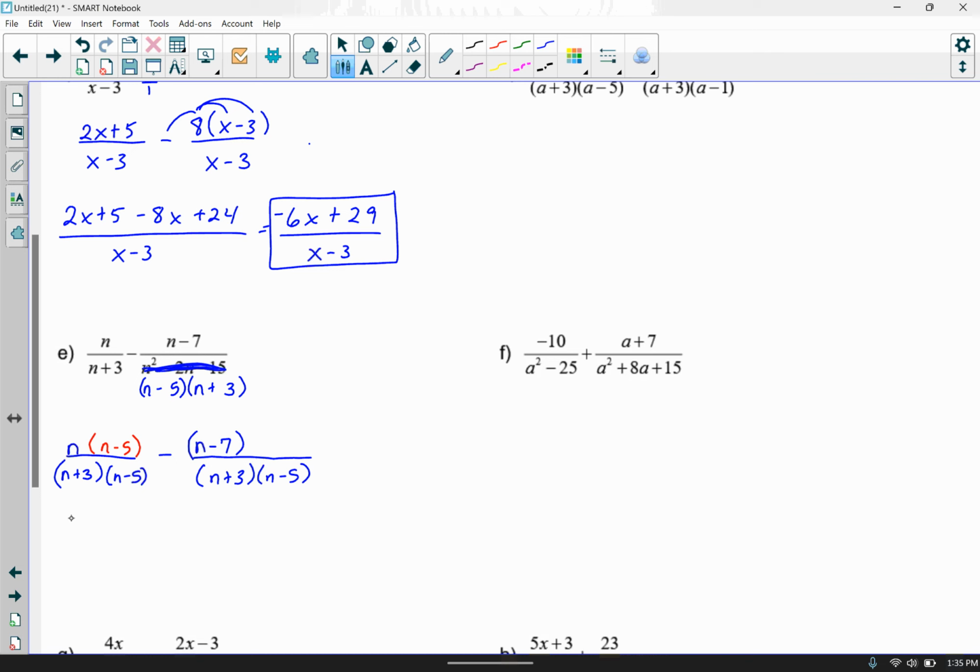So now let's keep cleaning up. I'm going to distribute the n through. So n squared minus 5n. And then here, this is a negative 1 that's got to be distributed. So minus n plus 7 over our common denominator. All right, let's clean up. n squared minus 6n plus 7.